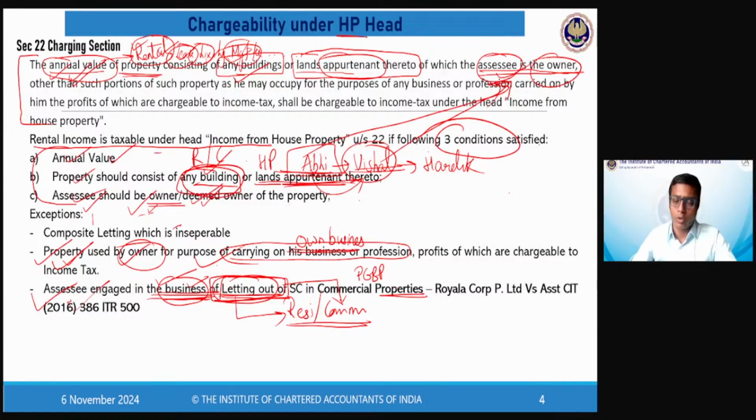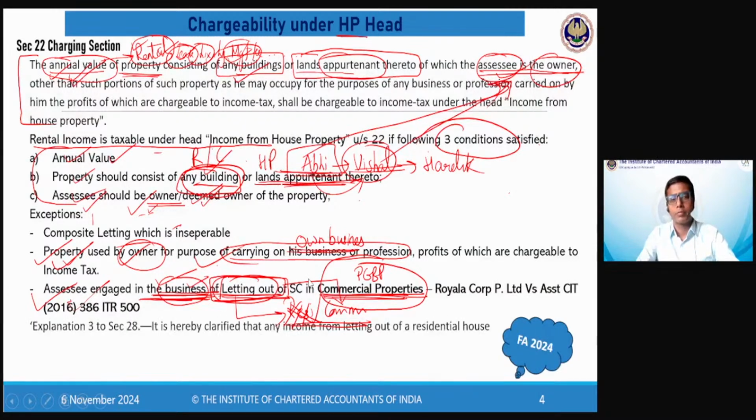However, maybe for January also they may have amended, but at least for our May exams, now this rule is amended. What does this rule say? You are in the business of giving commercial properties on rent. So giving commercial properties on rent is your business. This will fall under the head PGBP.